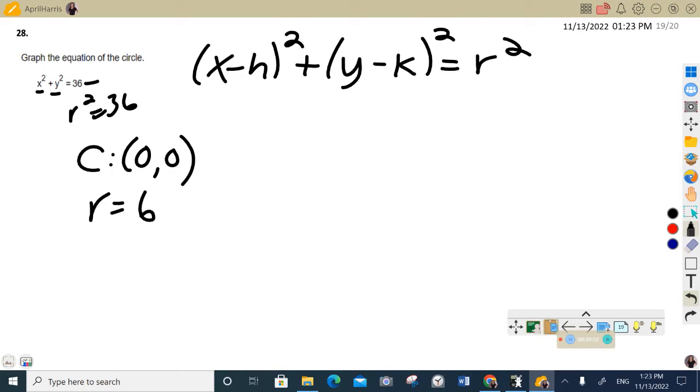So on your graphing utility tool on your Math Excel, you're going to select a circle. You're going to click the center at 0, 0, and then you want it to go out to 6. And then it'll draw the circle for you in there.